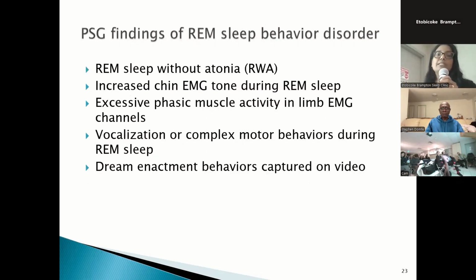PSG finding of REM sleep behavior disorder: REM sleep without atonia, we will see increased chin EMG tone during the REM sleep, excessive phasic muscle activity in limb EMG channels, vocalization or complex motor behaviors during the REM sleep, dream enactment behaviors captured on video.